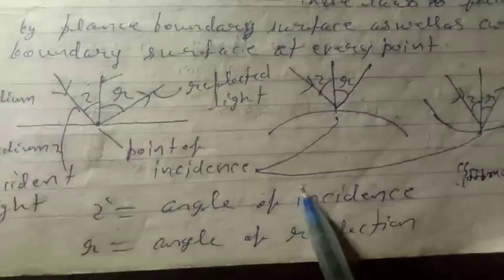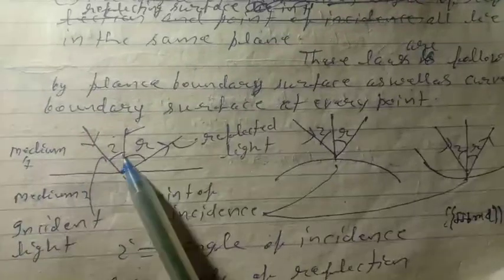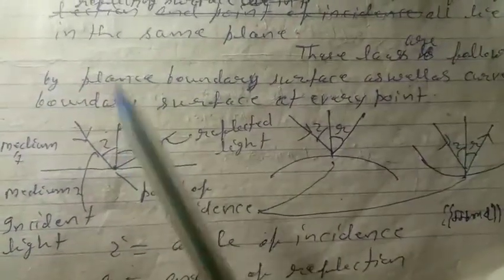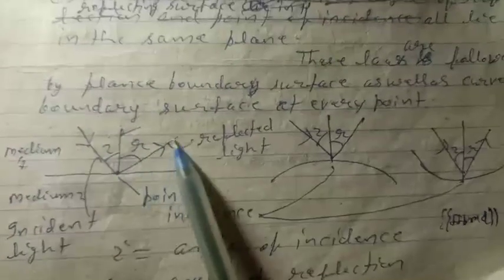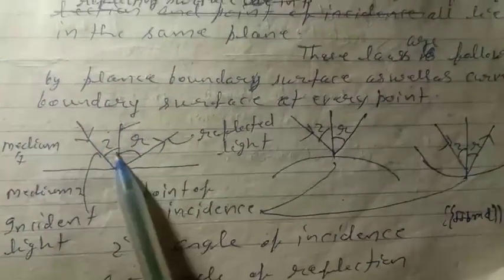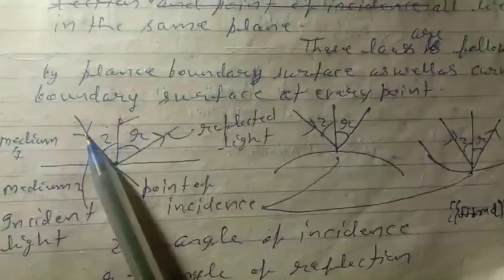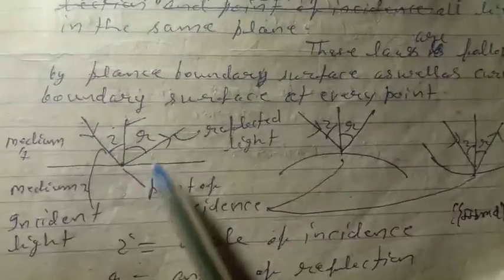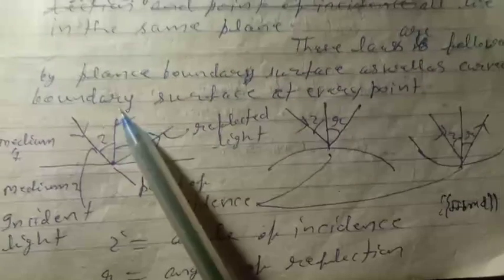And here we have talked all about this. From the first law, the angle of incidence will be equal to the angle of reflection, and from the second law, these three lines, that is, the incident ray, reflected ray, and the normal, must be in the same plane in all these cases.